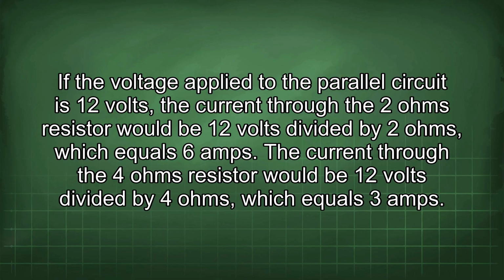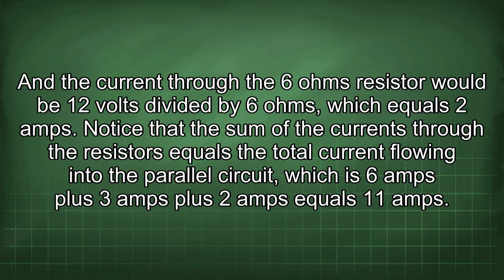The current through the 4 ohms resistor would be 12 volts divided by 4 ohms, which equals 3 amps. And the current through the 6 ohms resistor would be 12 volts divided by 6 ohms, which equals 2 amps. Notice that the sum of the currents through the resistors equals the total current flowing into the parallel circuit, which is 6 amps plus 3 amps plus 2 amps equals 11 amps.